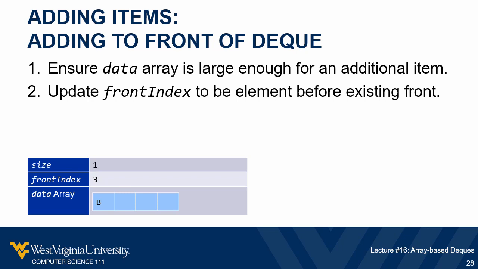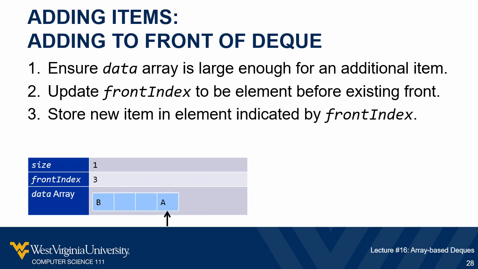And here I'm going to keep in mind that my array is circular and wraps back around. So the element before element 0 actually turns out to be the last element of the array, which is number 3. So I'm going to set front index to be 3 to reflect that that is going to be the new front of our deck. Once I have that done, I'm going to store my new item in that element that front index now points at. So A is actually going to go into element 3 here.